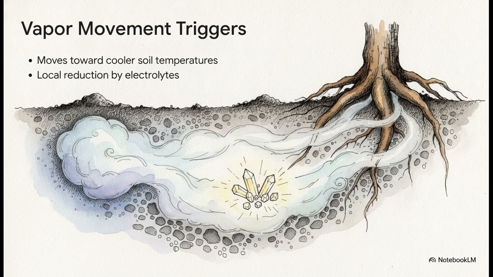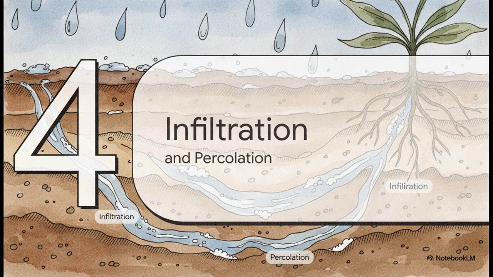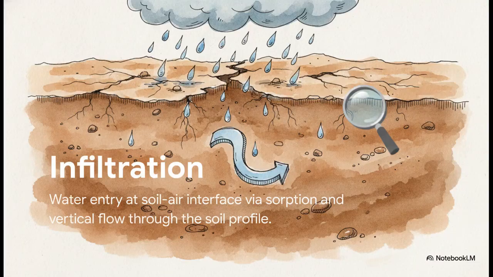In a drought, this vapor movement is absolutely crucial for keeping drought-resistant desert plants alive. Okay, so how does surface water actually enter and travel down the soil profile? That brings us to infiltration and percolation. The first step in that journey is infiltration. This is the entry of water right at the soil-air interface.